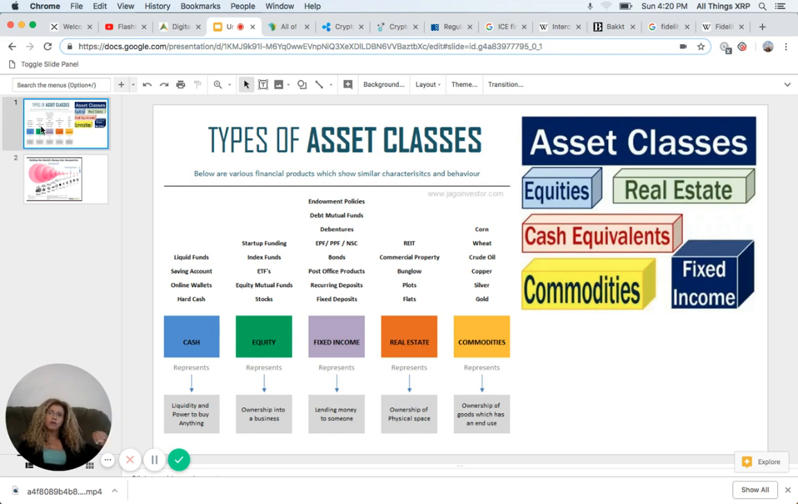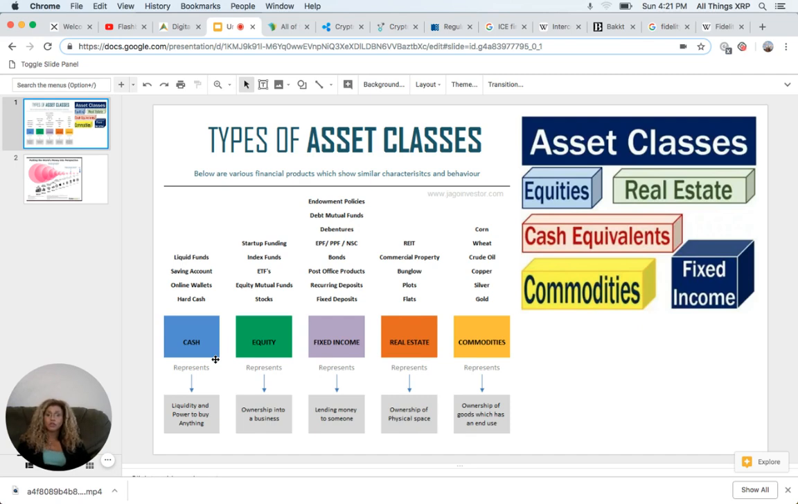When we talk about asset classes, we're talking about ways to group and categorize things that you can invest in. And here on this page are listed the five most common asset classes. Cash: liquidity, and the power to buy anything, so you can just immediately use it. Equities are ownership in a business. Fixed income refers to lending money to somebody else, so government bonds are a form of fixed income.